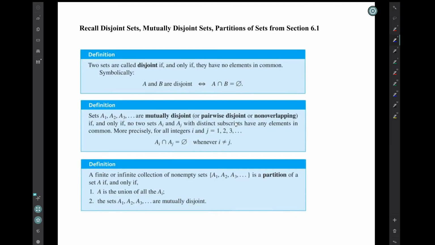Stuff from previous sections that will be useful: the idea of disjoint sets. Two sets are called disjoint if their intersection is empty, if they don't intersect. A collection of sets is called mutually disjoint or pairwise disjoint if, when you look at the intersection of two sets that have different indexes, they don't intersect. And a partition of a set A is a collection of non-empty sets that have the property that their union is the set A and they are mutually disjoint sets.